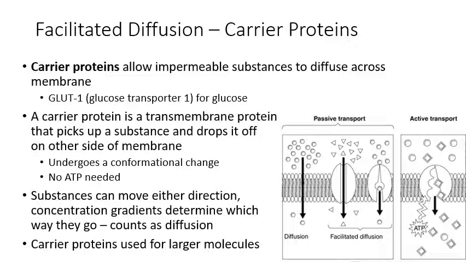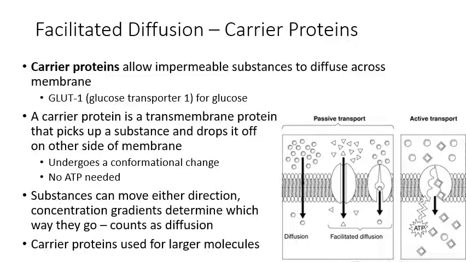So this conformational change is triggered by the binding of the substance to the carrier protein. It does not require ATP. So that means this is still a type of diffusion, a type of facilitated diffusion, even though it's a little more complicated than just a tunnel that a substance travels through. Just like with the channel protein, with a carrier protein it doesn't matter which way the substance travels, or I guess I should say the protein is able to allow substances to travel in either direction. So it's not only going to allow things to go from the outside of the membrane to the inside.